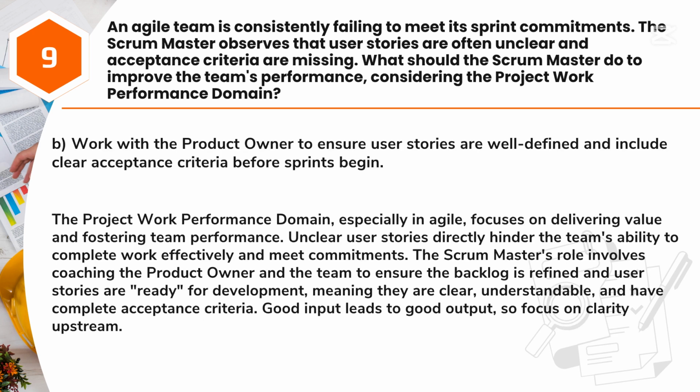Answer: B. Work with the product owner to ensure user stories are well defined and include clear acceptance criteria before sprints begin. The project work performance domain, especially in Agile, focuses on delivering value and fostering team performance. Unclear user stories directly hinder the team's ability to complete work effectively and meet commitments. The Scrum Master's role involves coaching the product owner and the team to ensure the backlog is refined and user stories are ready for development, meaning they are clear, understandable, and have complete acceptance criteria. Good input leads to good output, so focus on clarity upstream.